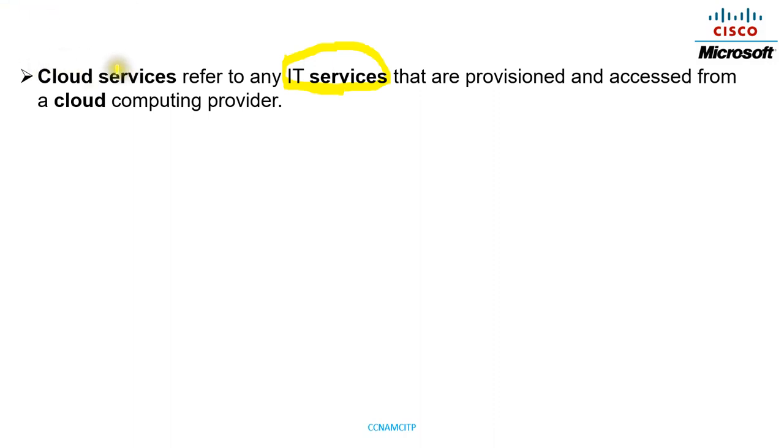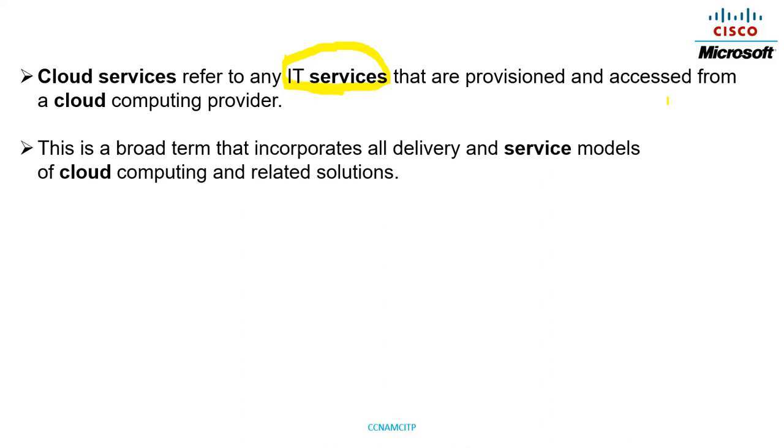Cloud services are provided by certain companies, and those companies are known as cloud service providers. Cloud services refer to any IT services that are provisioned and accessed from a cloud computing provider. The person or the company who is providing cloud service is known as a cloud service provider, just like an internet service provider, which we call ISP. Here we call those guys CSP, cloud service provider. I hope it is very clear what you mean by cloud service. Cloud service is the same as IT service, but we are taking those services from a company or a particular person, and that company is known as a cloud service provider.